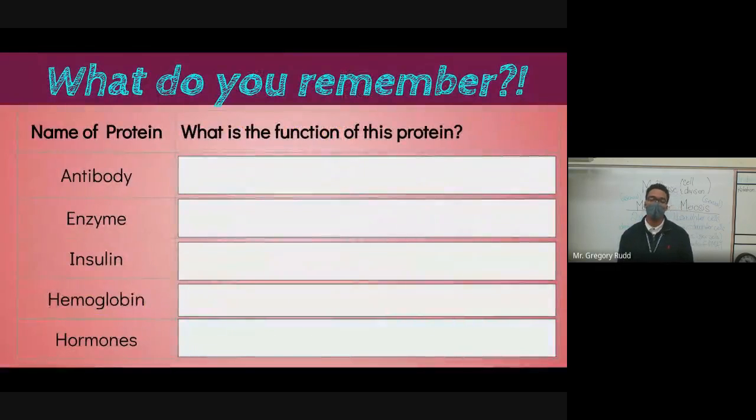All right, so we talked about these 5 examples of proteins way back in Unit 1. We talked about antibodies and enzymes, insulin, hemoglobin, and hormones. Does anybody remember what an antibody does? This has been something that has obviously been in the news a lot recently, but what do antibodies do?